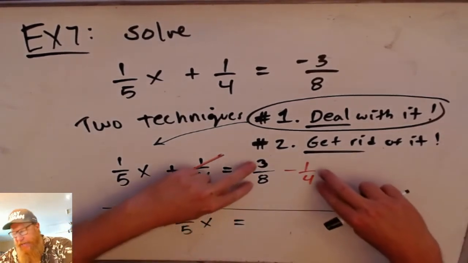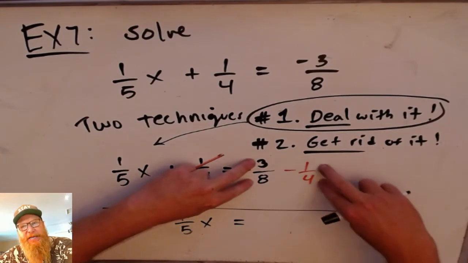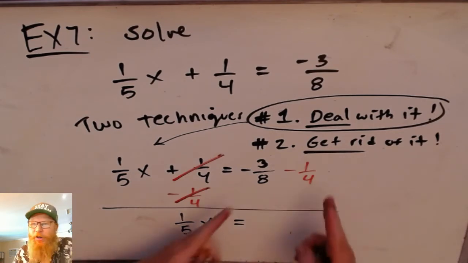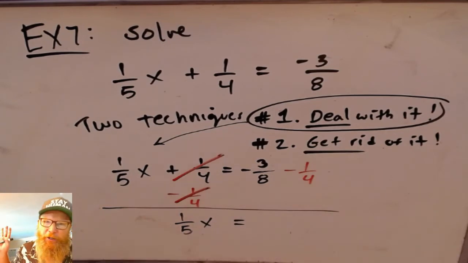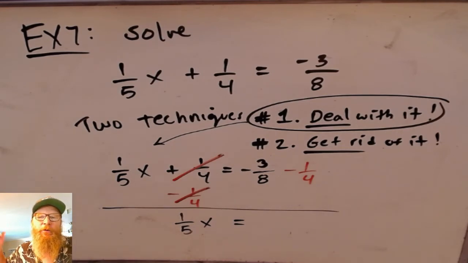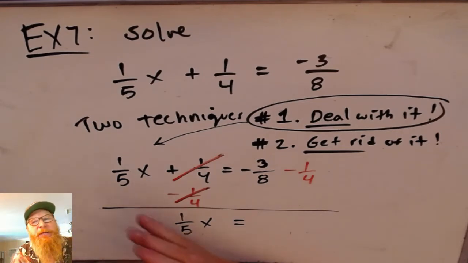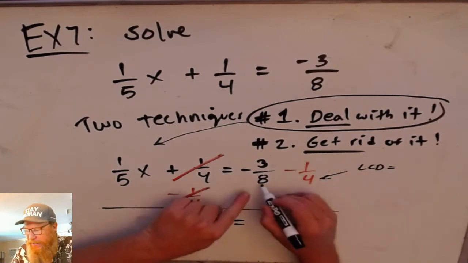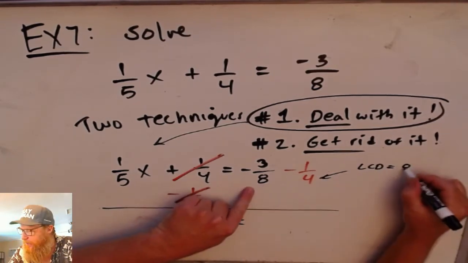So now I've got negative 3/8 and negative 1/4. This time they're not prime numbers, so I don't want to just multiply them by each other. That would give me 32, which is way too big. We want to use the least common denominator. So the LCD is going to be 4? 4 goes into 8 2 times, so the LCD will be 8.